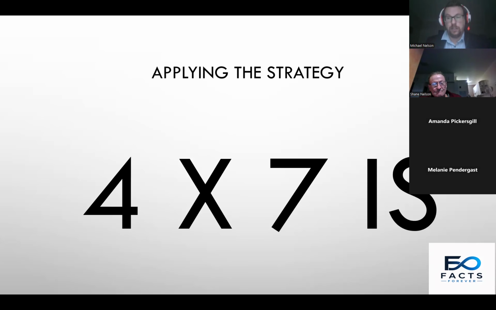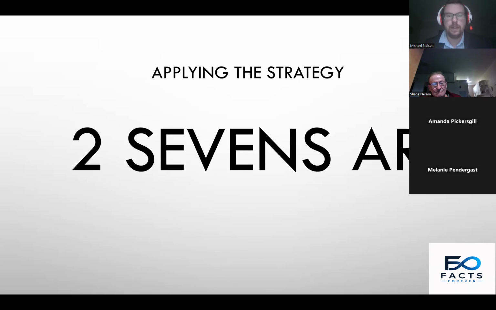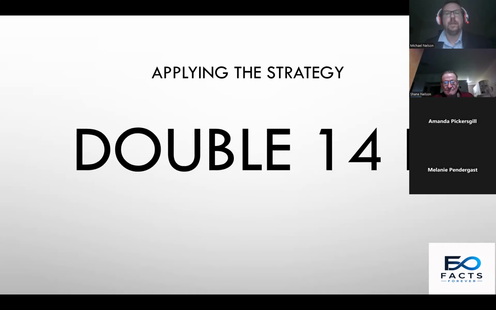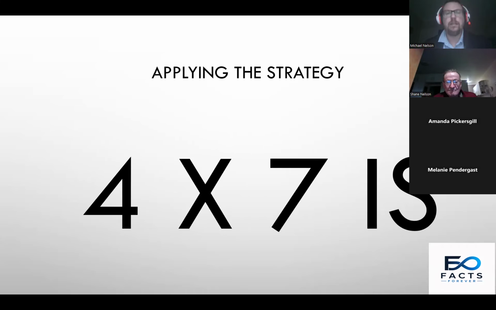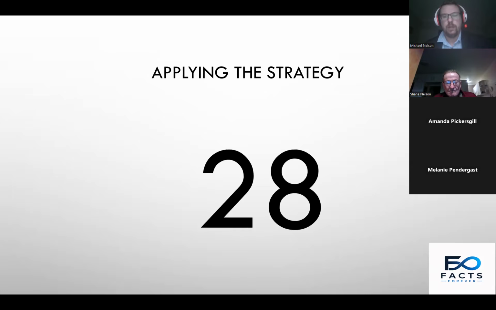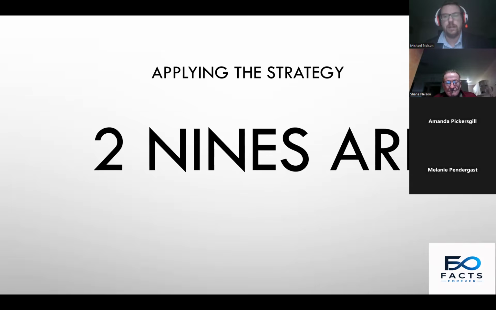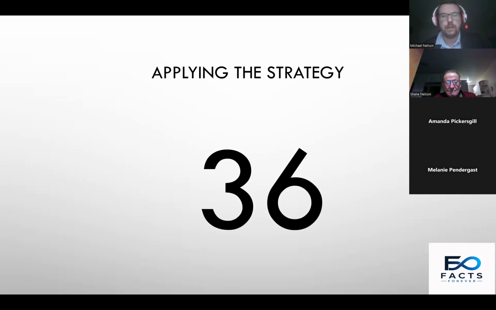Then we're applying the strategy. We're still not really in incremental rehearsal yet. So we've got four sevens is, I step you through it. Two sevens are 14. Double 14 is 28. And we restate the problem: four sevens is 28. Then we do the same for four nines. Two nines, think twos. Two nines are 18. Double 18 is 36. Four nines are 36.